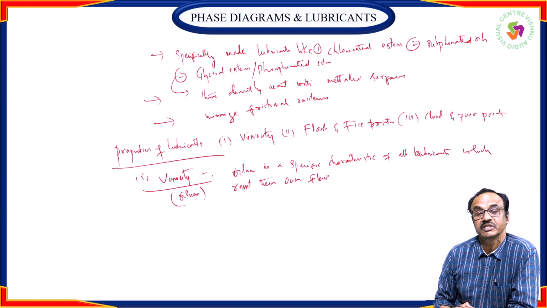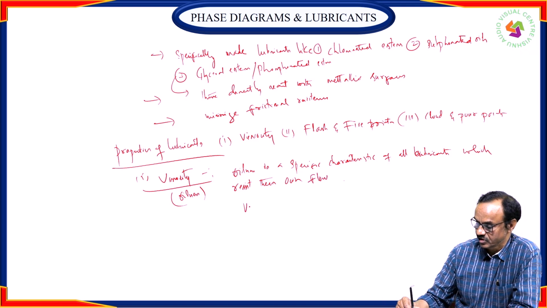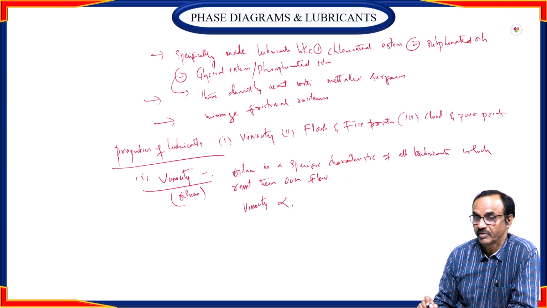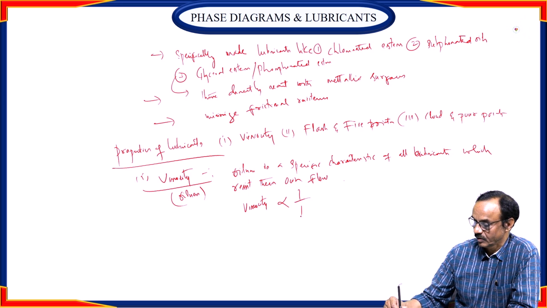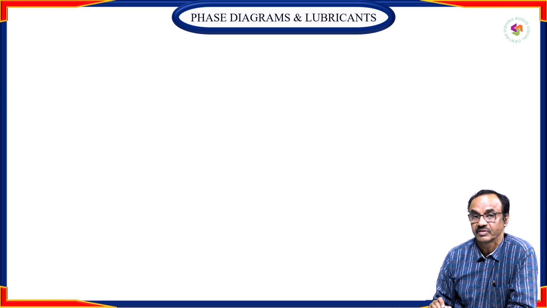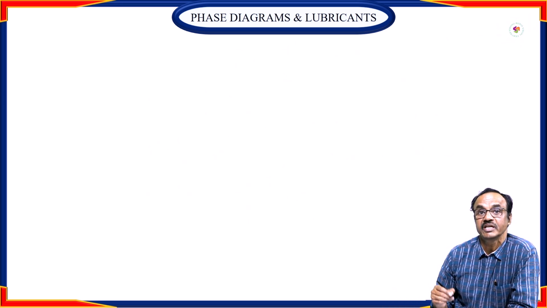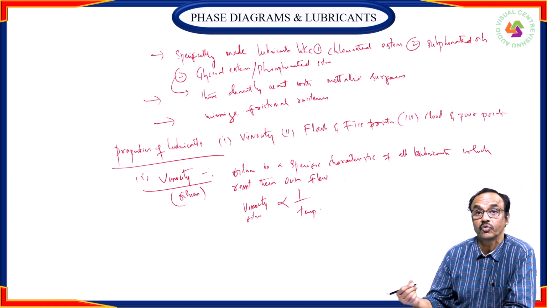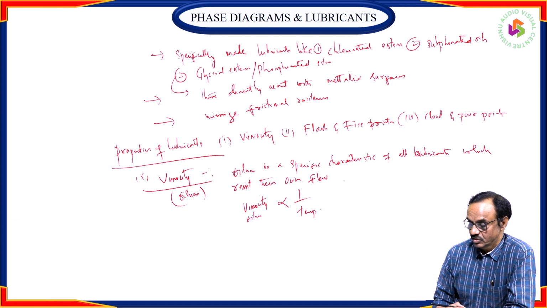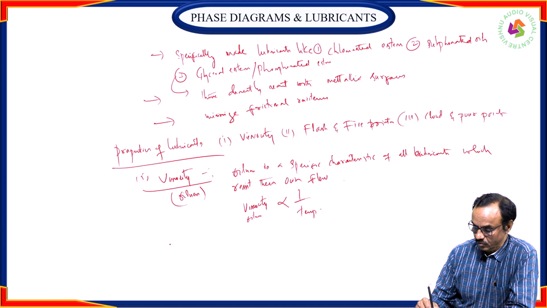This viscosity is a temperature dependent factor. On increasing temperature, viscosity decreases. So oiliness decreases and flowing nature increases.